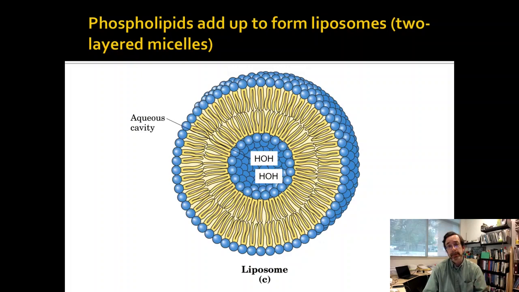You can have an inside and an outside. You can have chemistry inside that's different from chemistry outside. Is that enough to allow the origin of life? Maybe. It's just interesting to me that liposomes can form so easily.